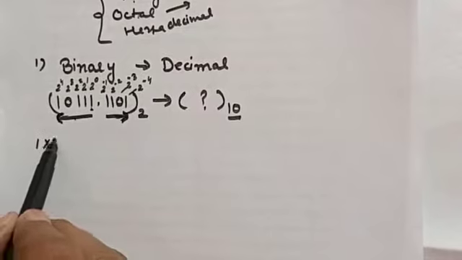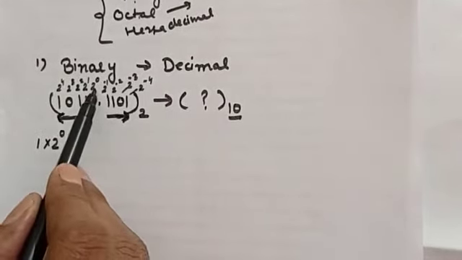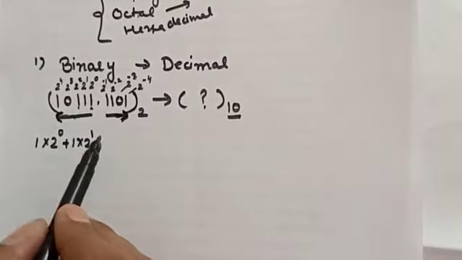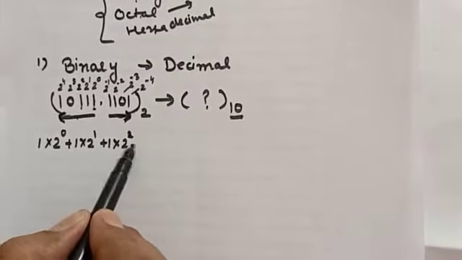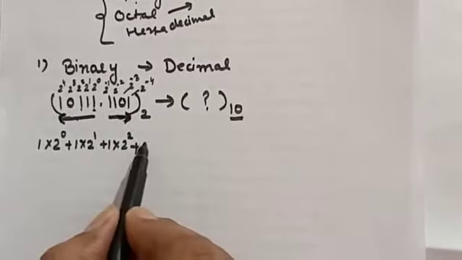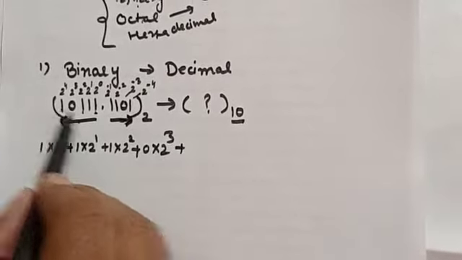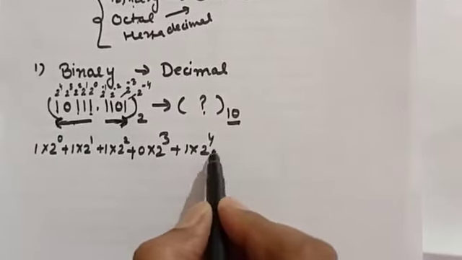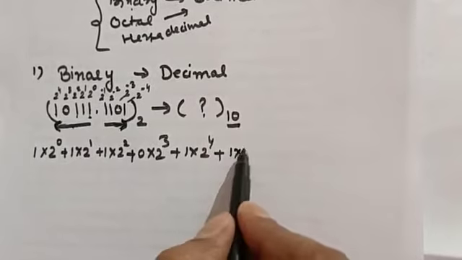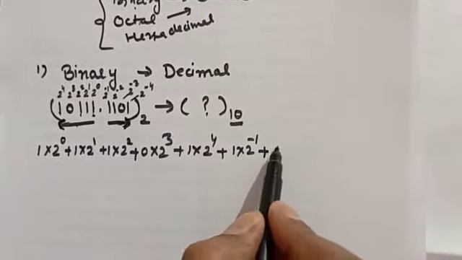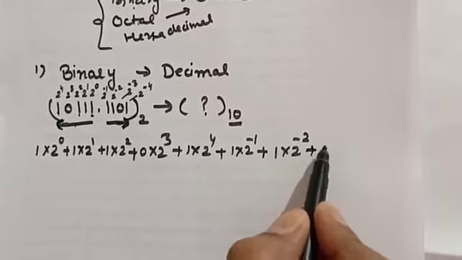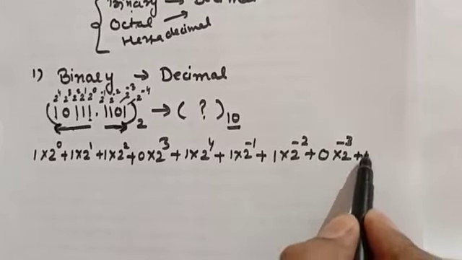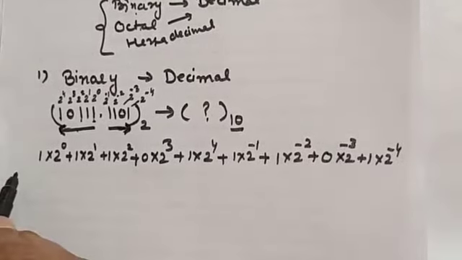This one into 2 raised to power 0 plus 1 into 2 raised to power 1 plus 1 into 2 raised to power 2 plus 0 into 2 raised to power 3 plus 1 into 2 raised to power 4. This is done with the integral part. Now for the fractional part we have 1 into 2 raised to power minus 1 plus 1 into 2 raised to power minus 2 plus 0 into 2 raised to power minus 3 plus 1 into 2 raised to power minus 4. Now we have to simplify it.